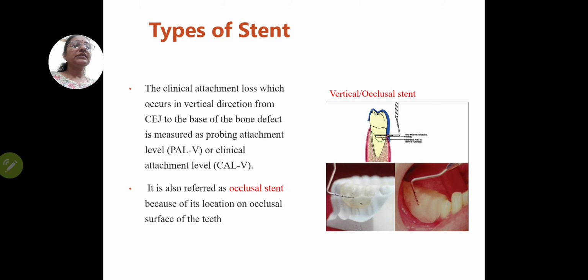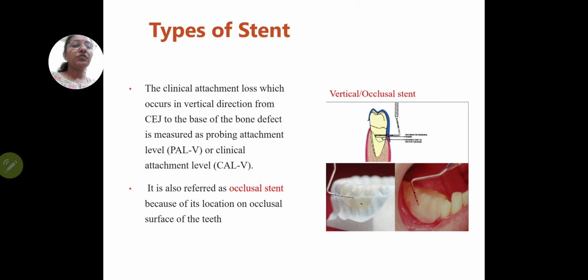One of the stents that we will be studying is the vertical occlusal stent that we've already seen. The clinical attachment loss, which occurs in the vertical direction from CEJ to the base of the bone defect, is measured as probing attachment level, that is PAL, or clinical attachment level, that is CAL.